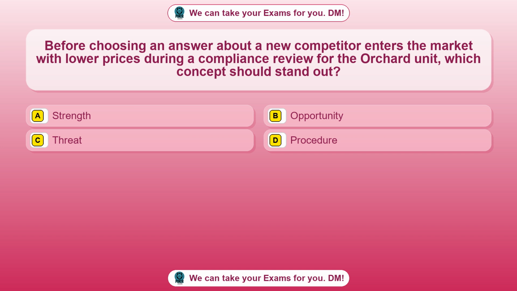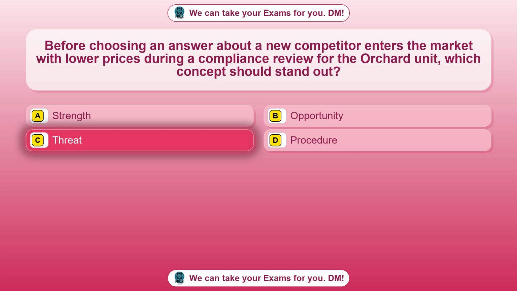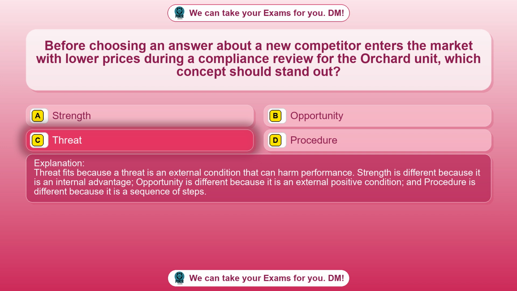Option A, strength. Option B, opportunity. Option C, threat. Option D, procedure. The correct answer is option C, threat. Threat fits because a threat is an external condition that can harm performance. Strength is different because it is an internal advantage, opportunity is different because it is an external positive condition, and procedure is different because it is a sequence of steps.